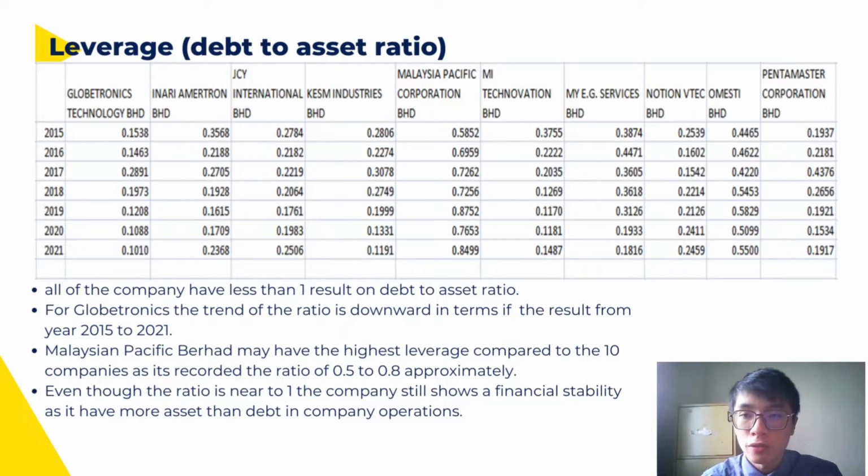For Globetronics, the trend of the ratio is downward from 2015 to 2021. For Malaysian Pacific, Berhad may have the highest leverage compared to the 10 companies. In 2021, the company received 0.8499 on its debt to asset ratio. Even though the ratio is near to 1, the company still shows financial stability.